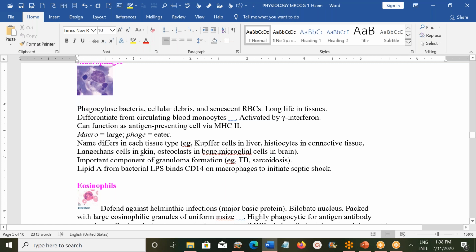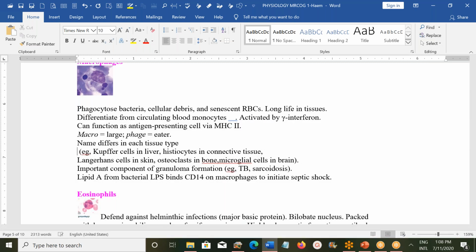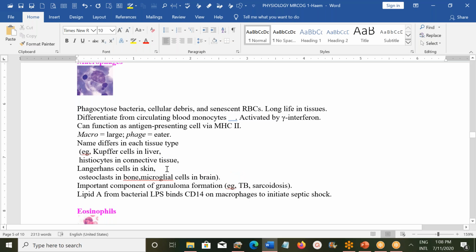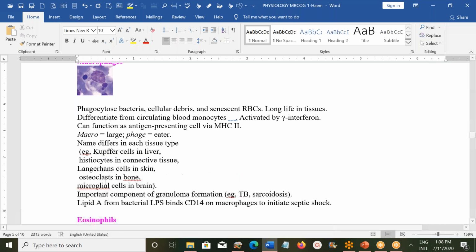Their name can be different according to the site where they are present. You will call them Kupffer cells when they are present in the liver. You will call them histiocytes when they are present in connective tissue. When they are present in the skin, we call them Langerhans cells. In allergic reactions, you are going to see the Langerhans cells, if there is some skin tissue and a reaction there. We call them microglia when they are present in the brain, and osteoclasts in the bone.